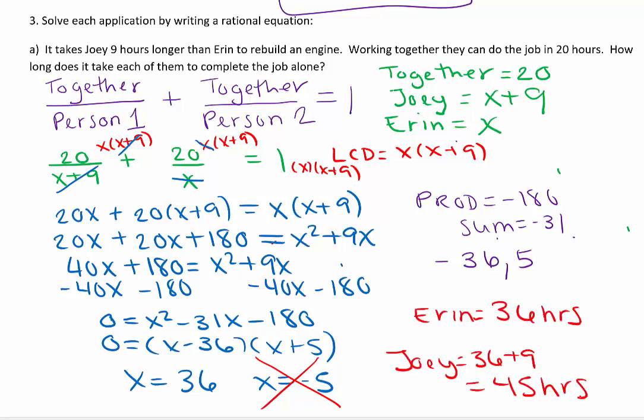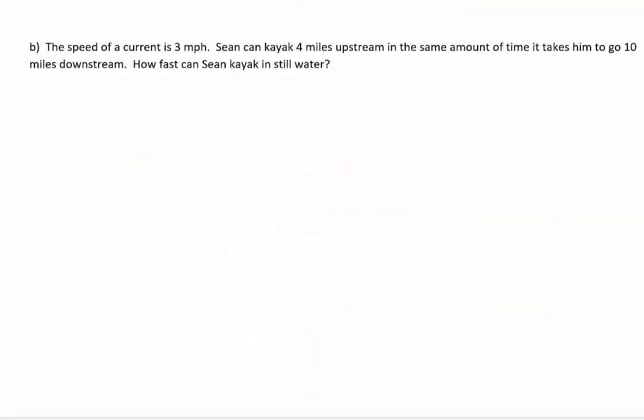So it took Erin 36 hours to complete the job alone, and it would take Joey, let's see, he is x plus 9, so 36 plus 9 is 45. It would have taken him 45 hours. All right, one more example.